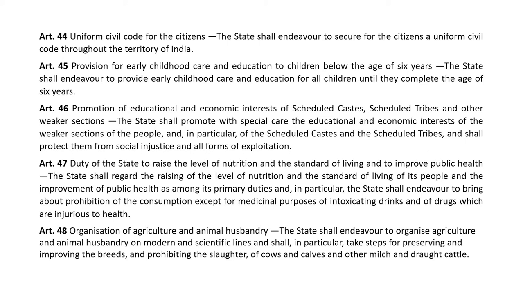health. Article 48. Organization of agriculture and animal husbandry. The state shall endeavour to organize agriculture and animal husbandry on modern and scientific lines, and shall in particular take steps for preserving and improving the breeds, and prohibiting the slaughter of cows and calves and other milch and draught cattle.